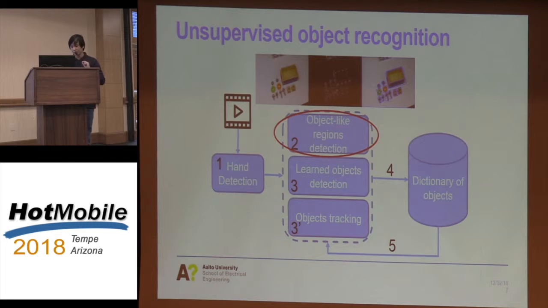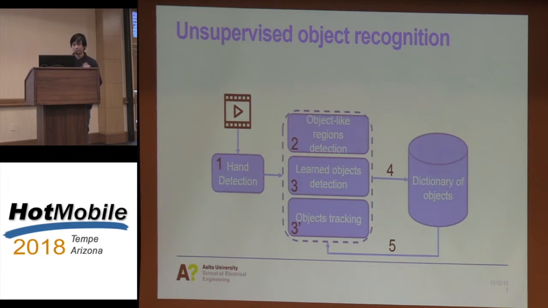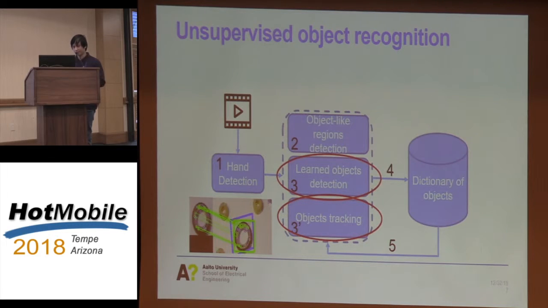The next two models are object detection and object tracking. Object detection requires data features, which we can get from the dictionary of objects. But if the dictionary of objects is empty, as in the first frame, we can get information from the object-like region detection. We then feed the data features to the object detection to search for and find the object in the scene.